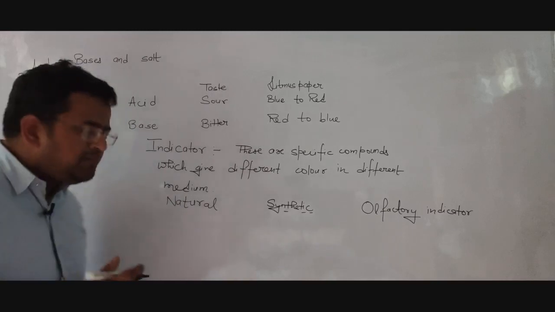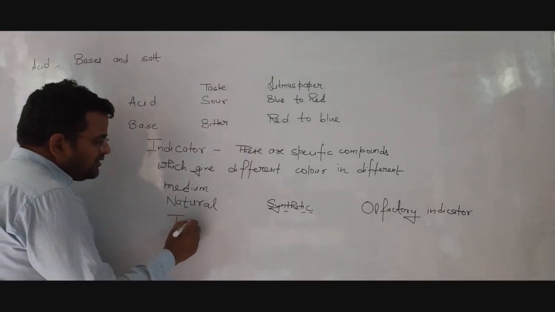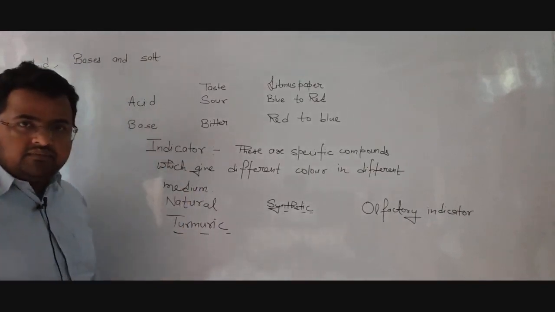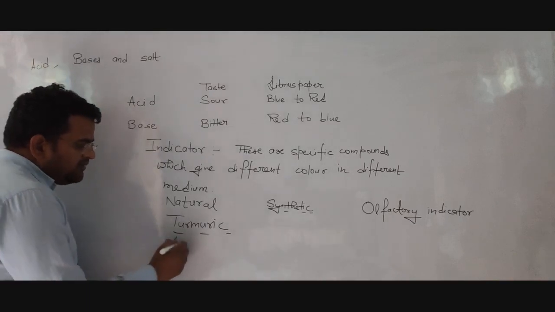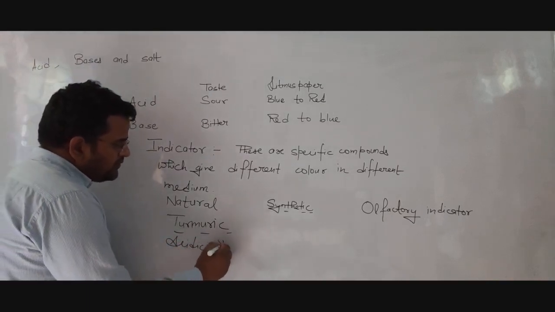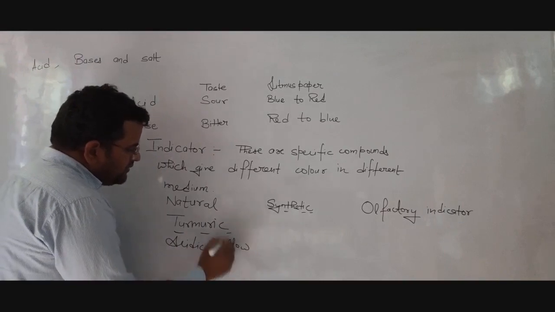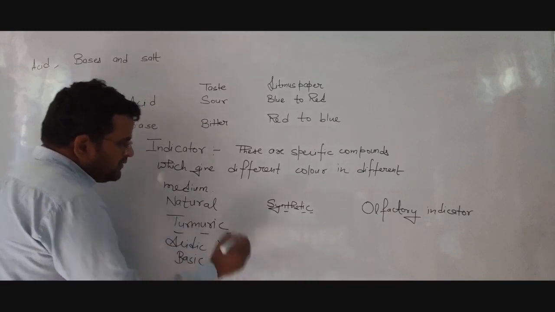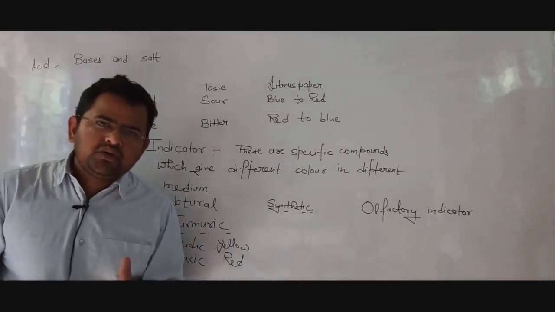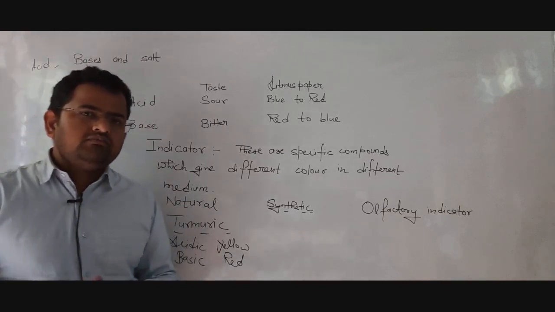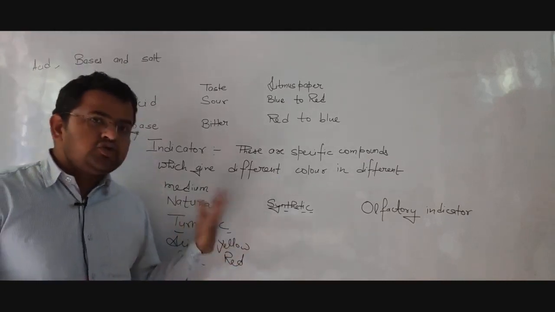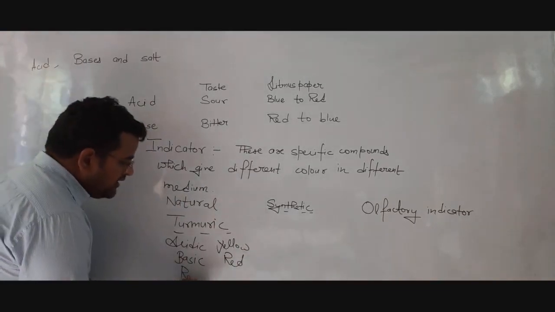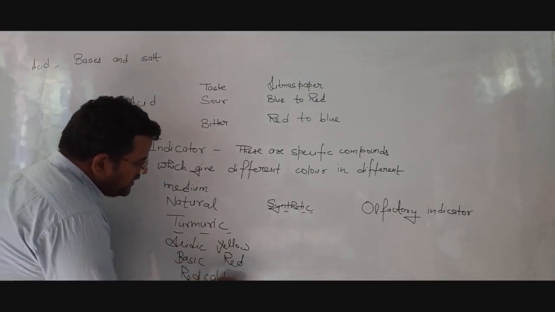Like a very simple example, turmeric powder. Turmeric powder can change the color in different mediums. If it is in an acidic medium, the color is yellow, and if it is in a basic medium, the color is red. There are also other naturally available colored indicators, like red cabbage, which is also a natural indicator.